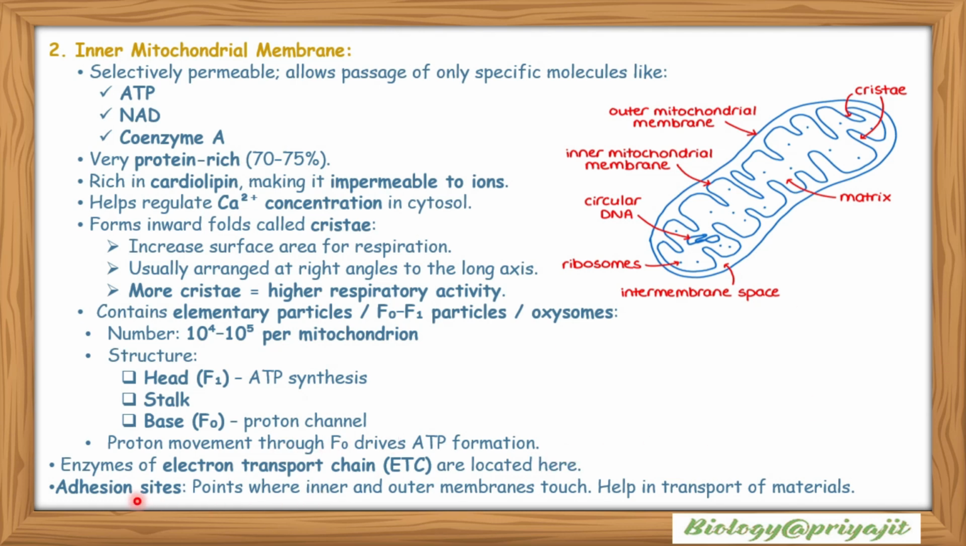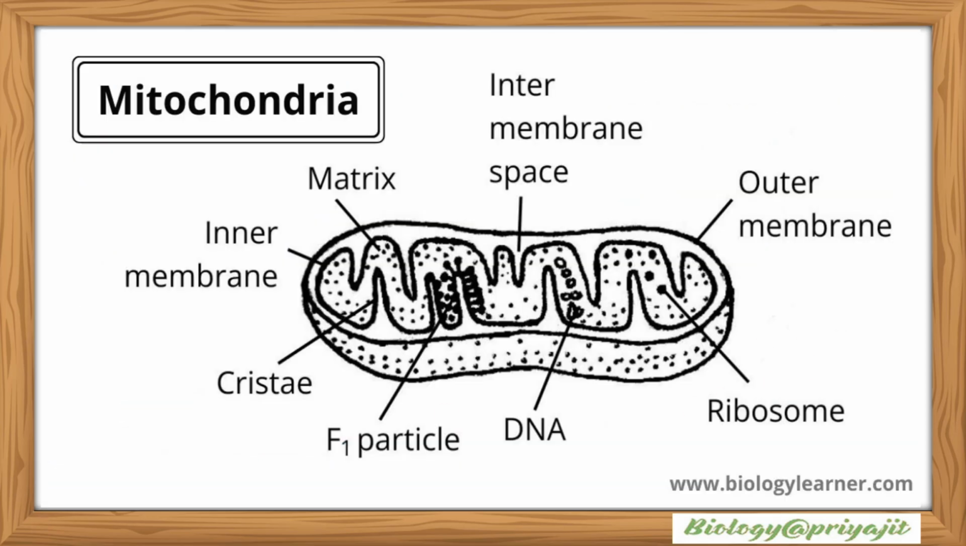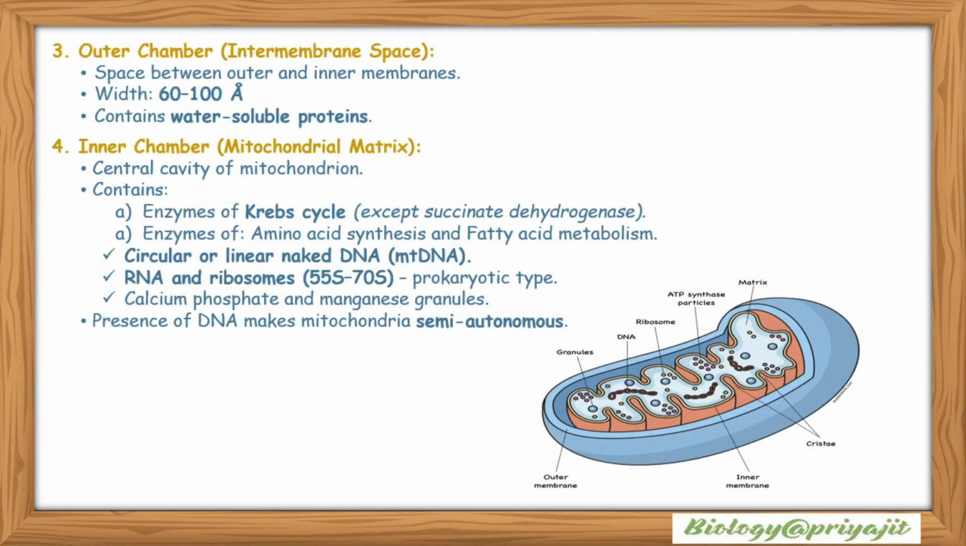Enzymes of the electron transport chain are located within the inner mitochondrial membrane, and there are additional contact sites where the inner and outer mitochondrial membranes touch, which help in the transport of materials within mitochondria. This is the image showing the structural features of mitochondria.